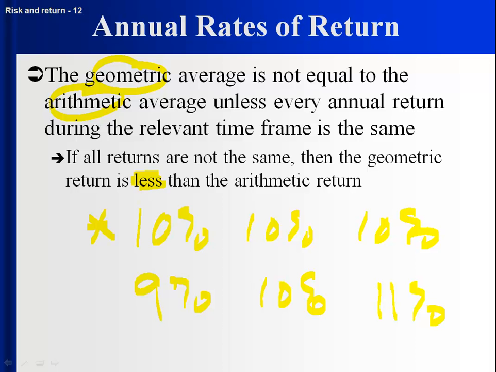Once you get some variation, then the geometric will be different, and in particular, it will be less than the arithmetic.